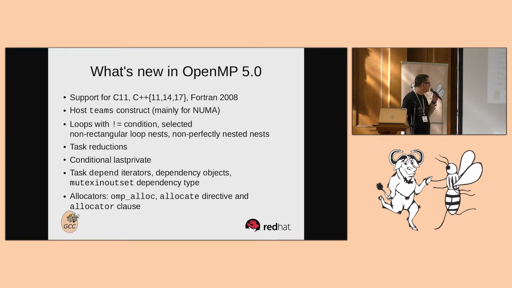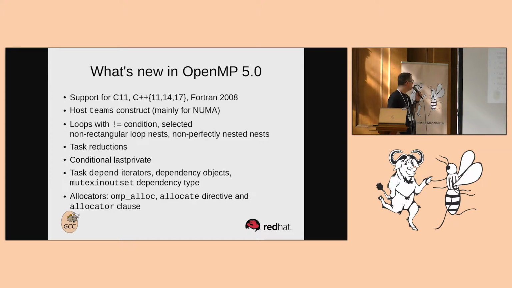Dependency objects are a way to compute the dependencies before, like say in a structure, the address of some object and what kind of dependency it is: in, out, or the new mutexinoutset. And you can then use it later on afterwards in various other tasks. So it's kind of indirection for the dependencies.